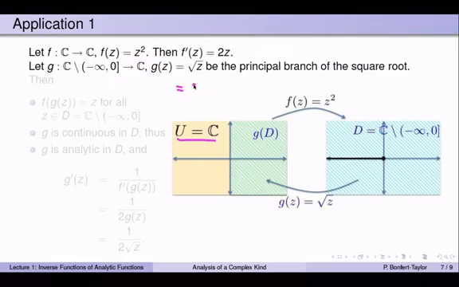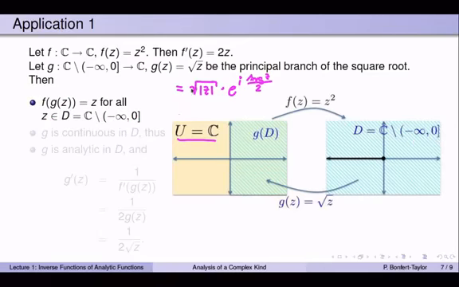The principal branch of the square root function was defined as taking the square root of the absolute value of z times e to the i argument of z over 2. That's the principal branch of the square root function. And again, because the argument function is continuous in the complex plane except on the negative real axis, this function is going to be a continuous function in the complex plane minus the negative real axis. And f of g of z is equal to z for all z in the complex plane minus the negative real axis, because if I take the square root and then square a number, I'm at the number that I started with.